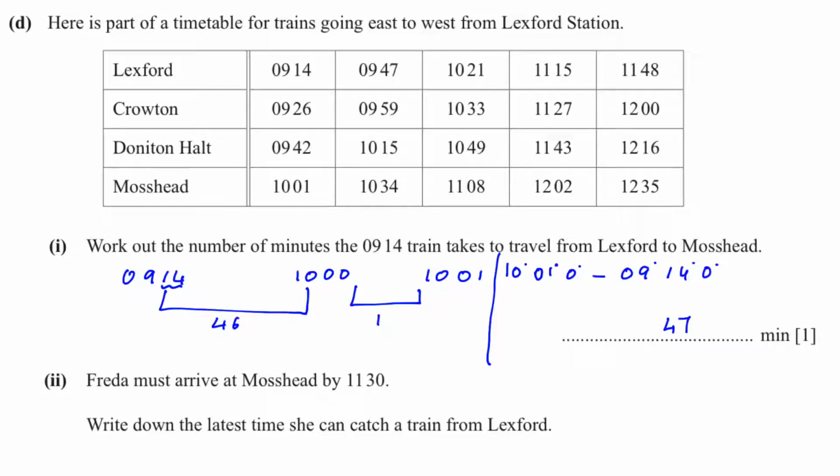Next question. Freda must arrive at Moss Head by 11:30. Write down the latest time she can catch a train from Lexford. So Moss Head, these are the timings given. She has to reach by 11:30. This is 12:02. So she can reach Moss Head by 11:08. She needs to take a train from Lexford at 10:21.